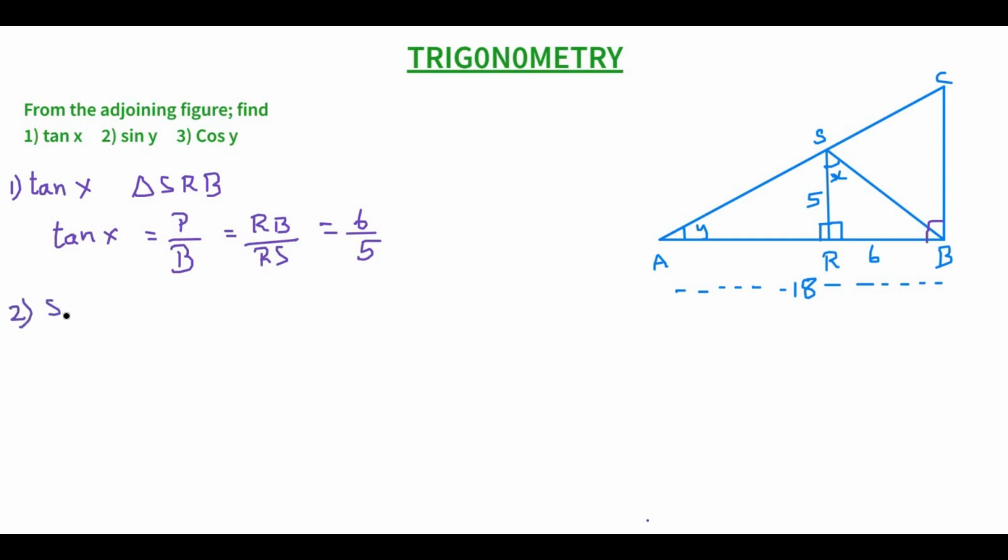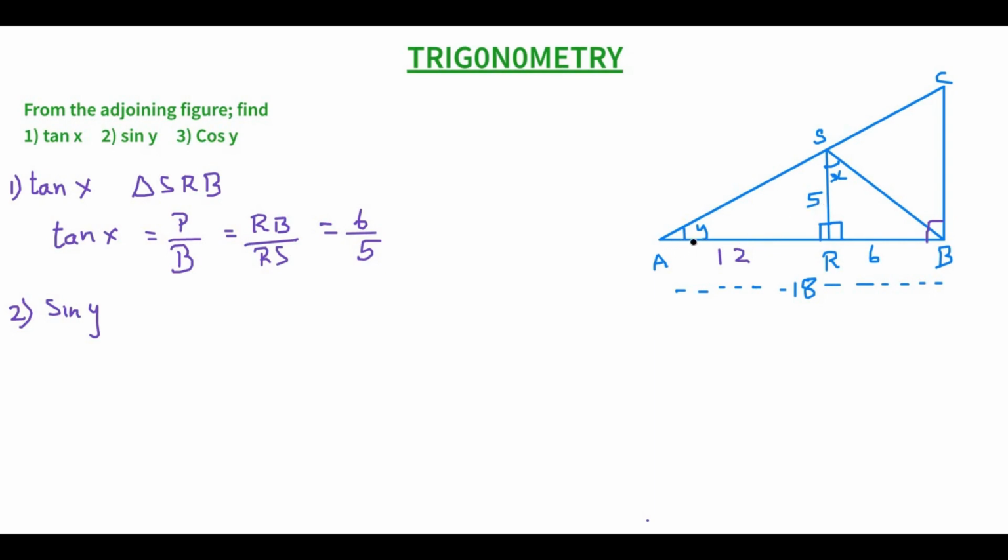Now let's find the second question, which is sin y. Here the angle we need to find is y. So for the second question, we will need this triangle, which is ARS. When we take this triangle ARS, we know AR. Since AB is 18 and RB is 6, this would obviously become 12. So we know the value of AR is 12. Now we know the value of RS is also 5.